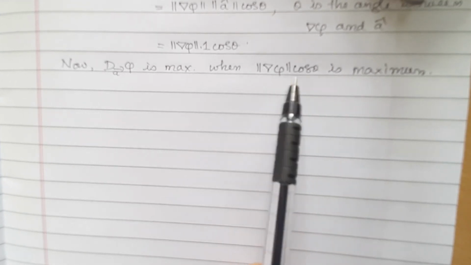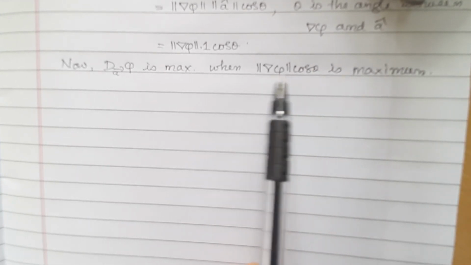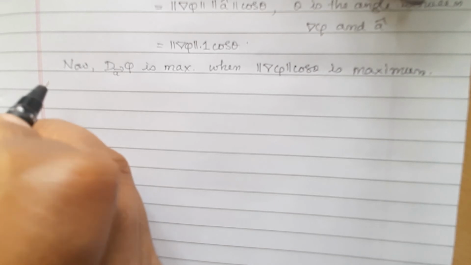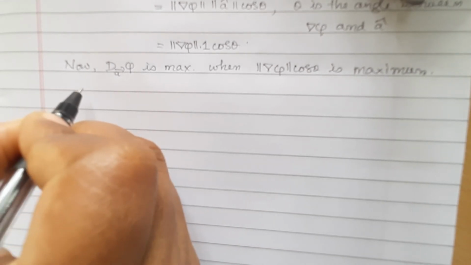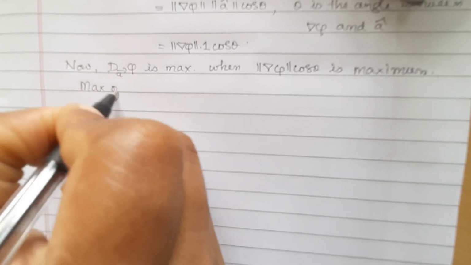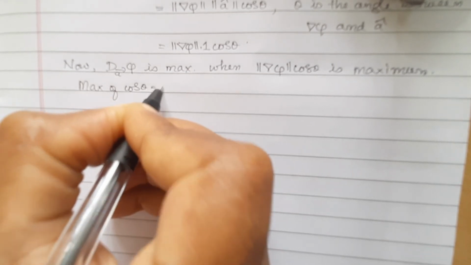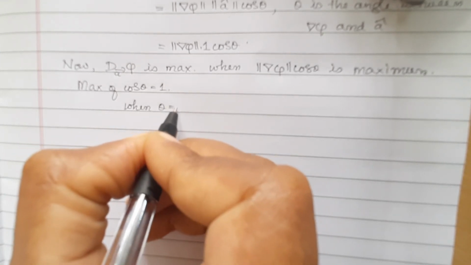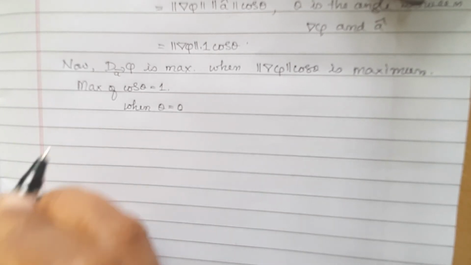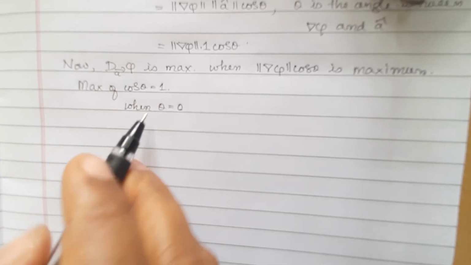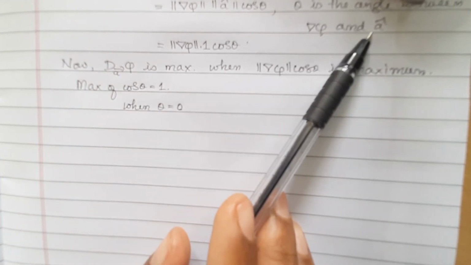The maximum value for this cos theta has to be maximum, as well as the norm or the magnitude of this vector should be maximum. The maximum value cos theta can take is 1. Maximum of cos theta is equal to 1. That means when theta is equal to 0. Theta is equal to 0. That means the angle between del phi and vector A should be equal to 0.